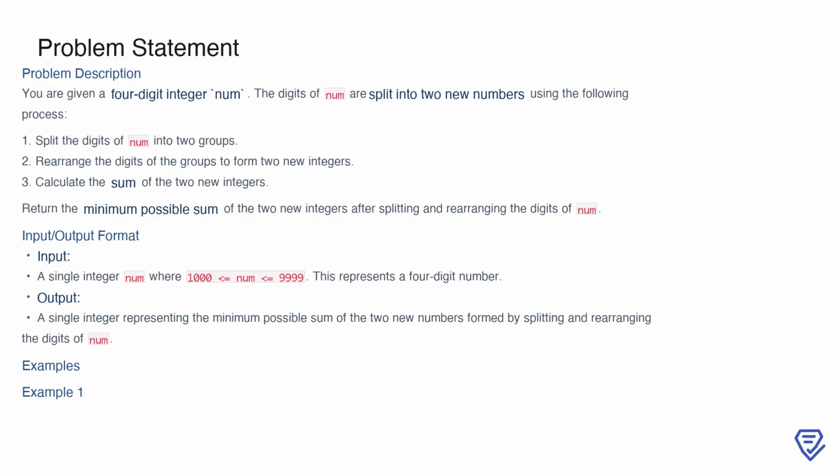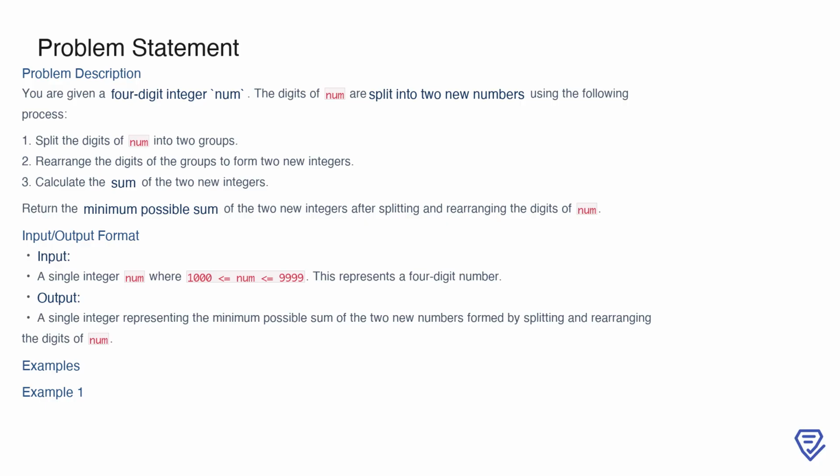For example, you're given a number, which is guaranteed to be a 4-digit integer, ranging between 1000 and 9999. The goal is to split the digits of this number into two groups, rearrange them to create two new integers, and calculate their sum. The challenge is to find the smallest possible sum that can be achieved through this process.